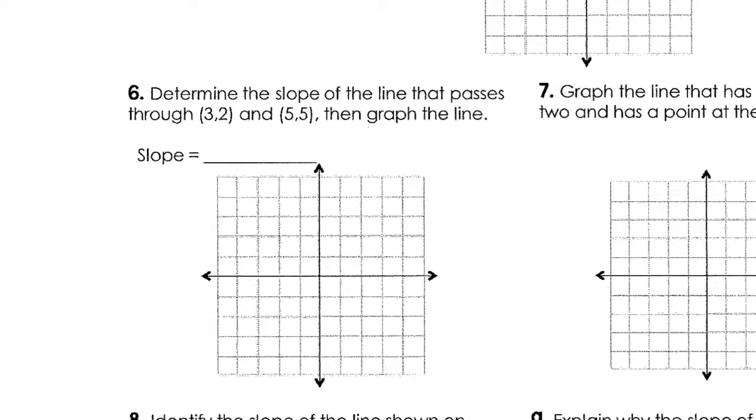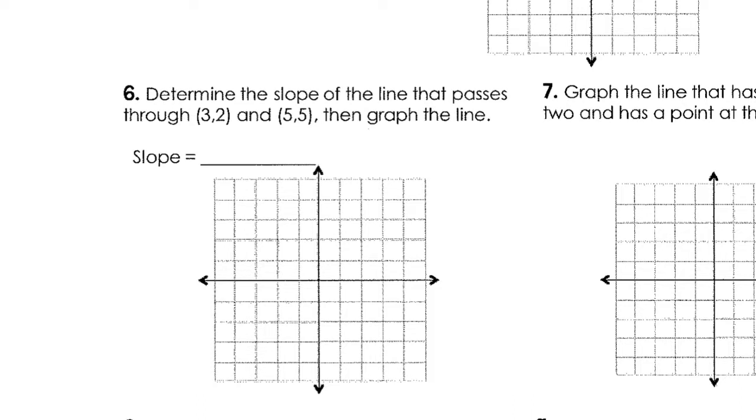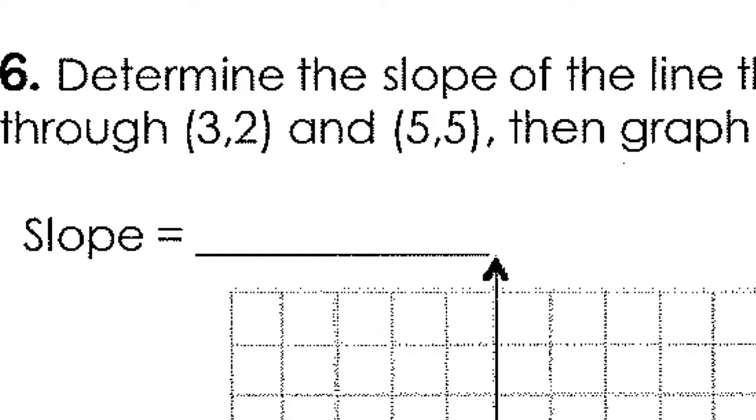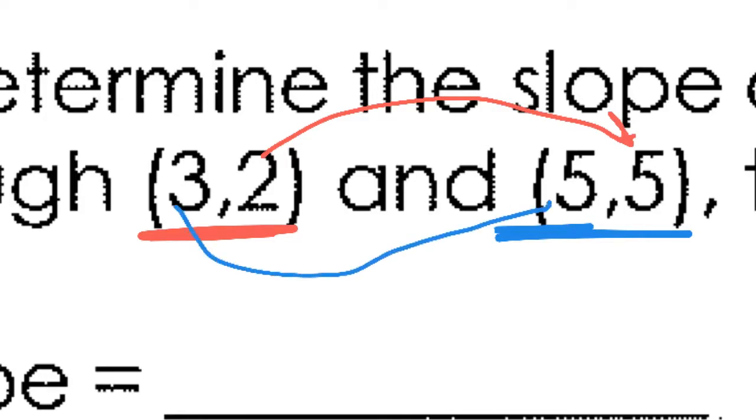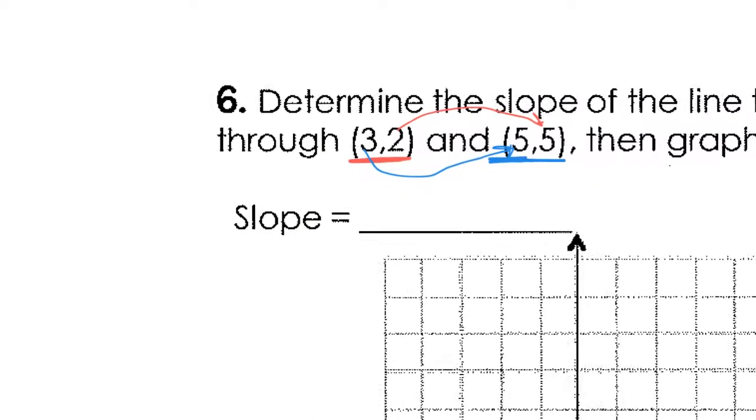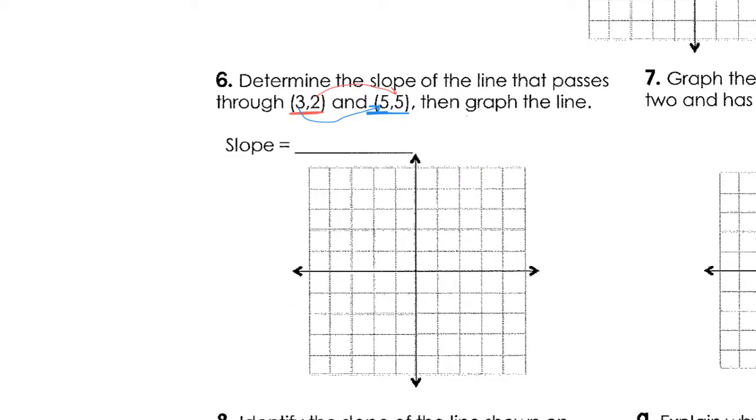Number 7 says determine the slope of the line of the graph that passes through (3, 2) and (5, 5), and then graph the line. Well, to graph it, you just need to plot those 2 points. I'd plot that one, and I would plot that one. And then you can either do rise over run, or you can look at your change of y over your change of x. You can look at how much your y has changed by, and you look at how much your x's change by. Or just count your rise and run once you have it graphed. Yes, you do have to graph it whether you like it or not.